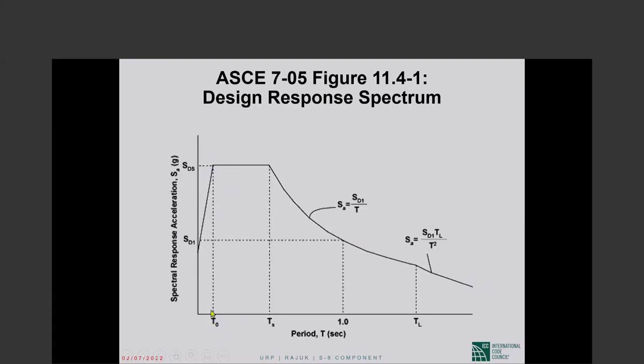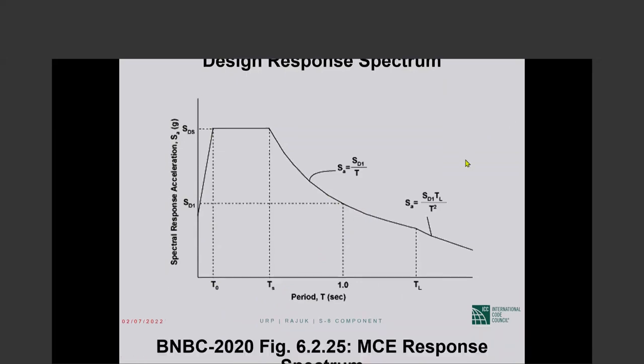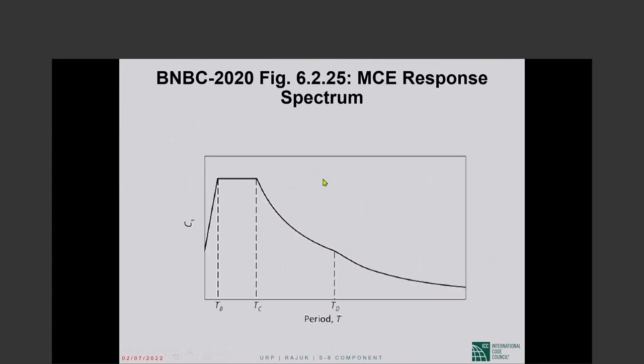The period where the ramp meets the flat top is T sub 0. Where the flat top meets the descending branch is T sub S. And T sub L I have already indicated to you. This is the BNBC spectrum. On the y-axis is C sub S, which is pretty close to the S sub A, and I will make it very specific as we go.